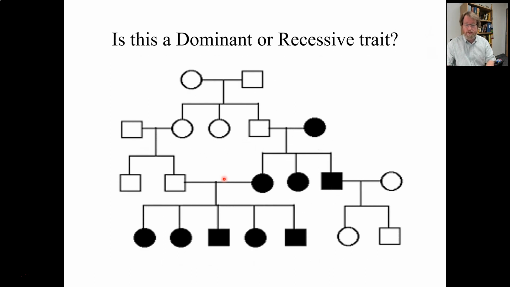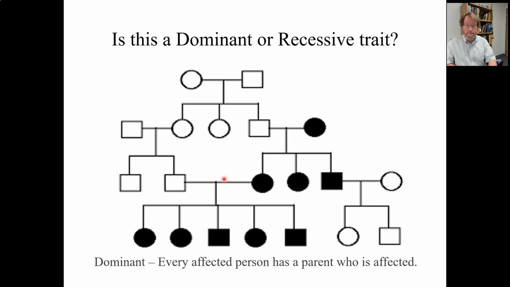Let's try this one. So here, if you take a moment to look at things, you have 5 affected people in the bottommost generation there. They all have their mother affected. The mother and her 2 siblings, their mother was affected. So yeah, this one looks like it is dominant as well. So that would be a dominant trait there.